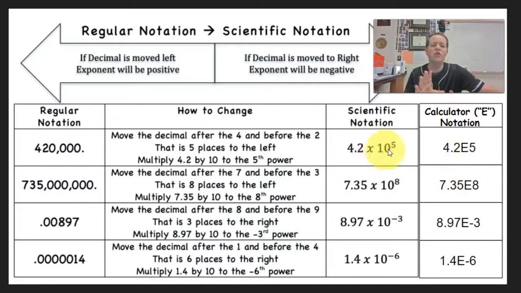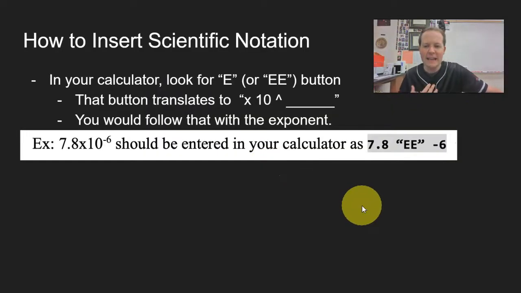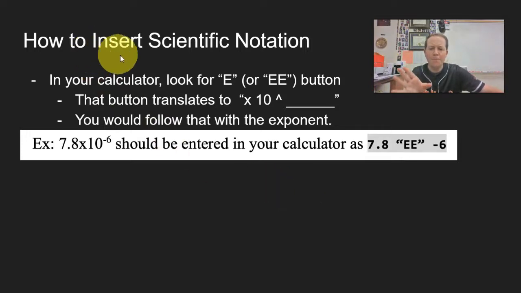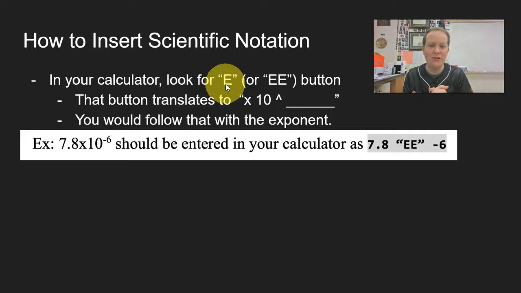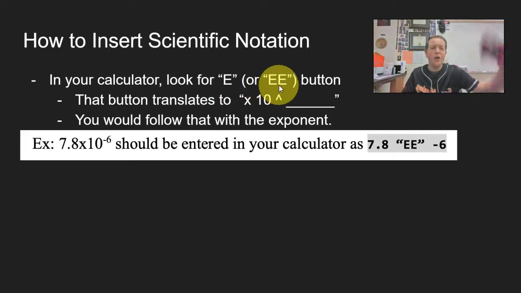Instead of trying to cram this into your calculator, use your calculator's own notation that uses this letter E. So here's what you do. Here's how to input scientific notation into your calculator. On your calculator, look for the letter uppercase E, not lowercase e. That's something totally different. Different calculators do different things. Look for EE. If you've got a calculator nearby, whip it out.